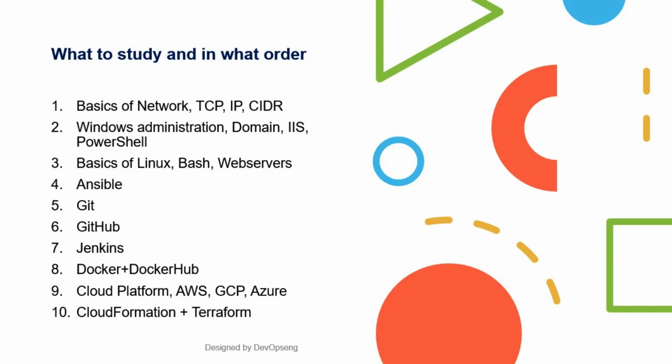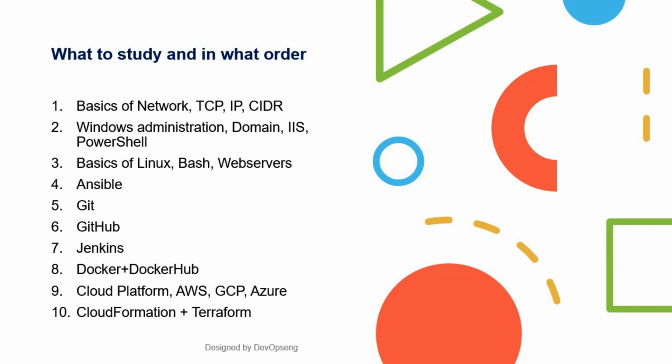Next, 7. Jenkins. Jenkins is an open-source automation server. It helps automate the parts of software development related to building, testing, and deploying, facilitating continuous integration and continuous delivery. It is a server-based system that runs in servlet containers such as Apache Tomcat.